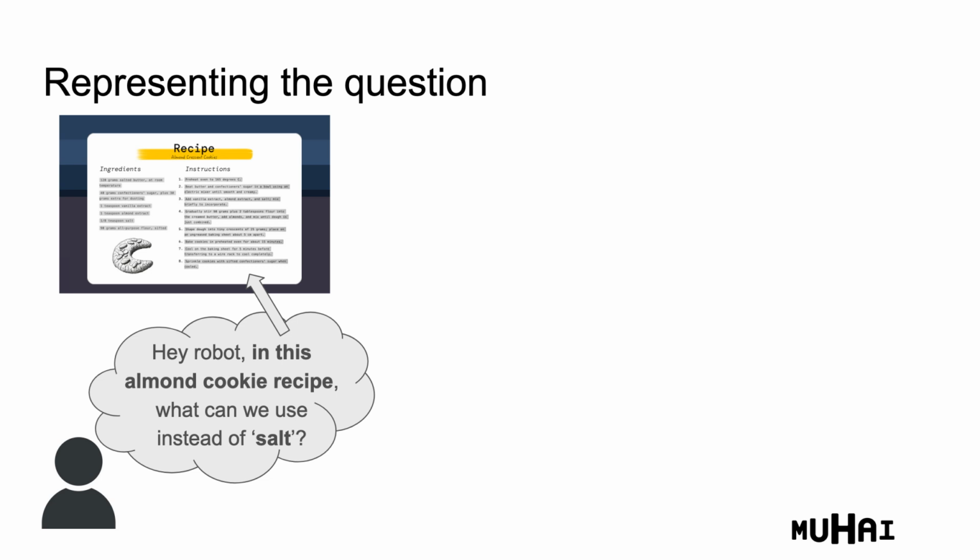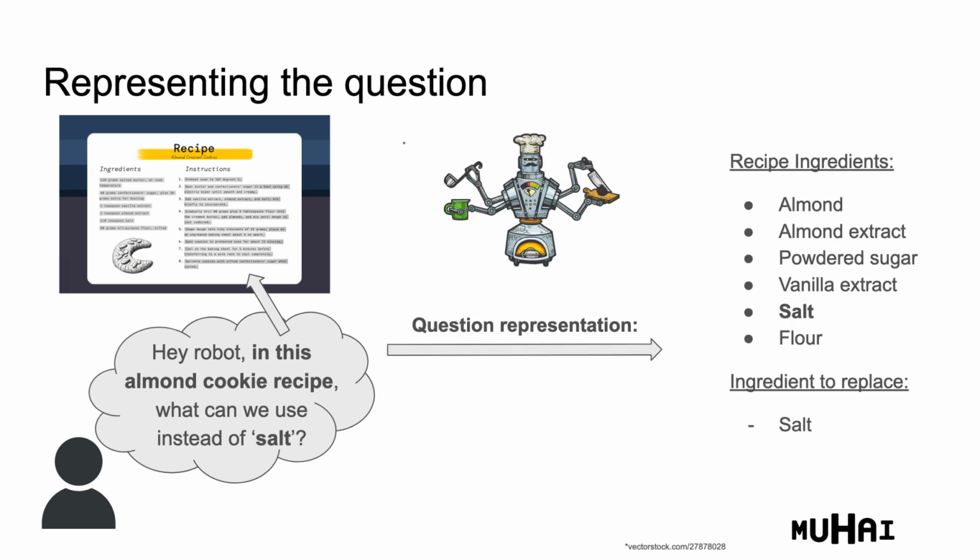We will now see how the robot understands or interprets the user's question and how it suggests a candidate substitute. The substitution question consists of the recipe and the ingredient we want to replace, where the recipe is represented as a collection of ingredients. The robot knows the recipe ingredients by having access to our cookbook.